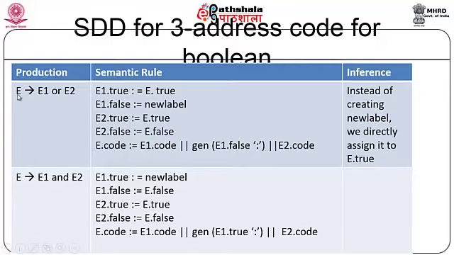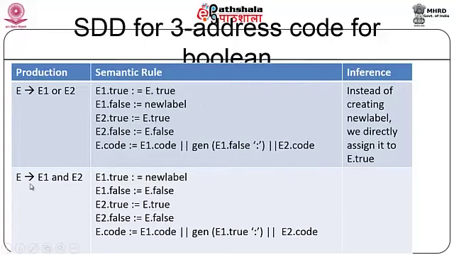So the code corresponding to LHS E will be: generate code for E1, generate a new label for E1's false, and then evaluate E2 dot code. Now, this assignment here ensures that the LHS expression will be either true or false depending upon whether E1 is true or E2 is true, provided E1 is false, and E will be false if both are false. So instead of creating a new label, we directly assign it to E dot true.